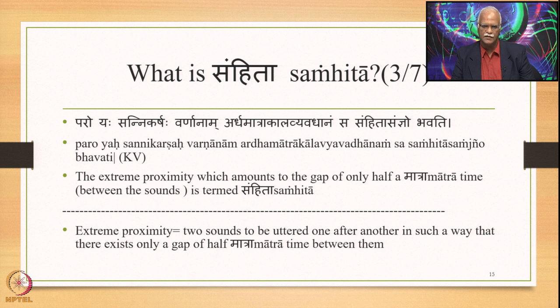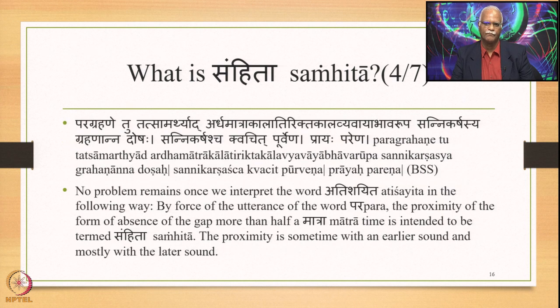This is explained in the text of the Kashika Vritti, composed around 700 CE. Now, if we look at the later Paninian grammatical tradition, there is an important text called Brihat Shabdendu Shekhara, referred to on this slide in abbreviation as BSS. It gives further explanation of atishayitah sannidhih or parah sannikarshah: paragrahanettu tat samarthyat ardhamatra kalatirikta kalavyavaya abhava rupa sannikarshasya grahanat na doshah.